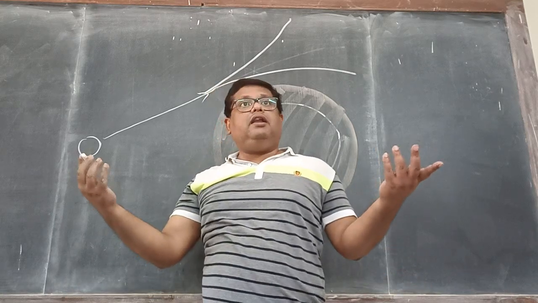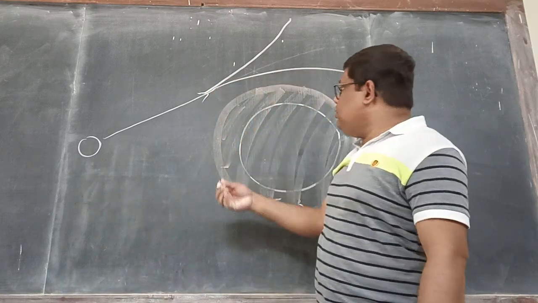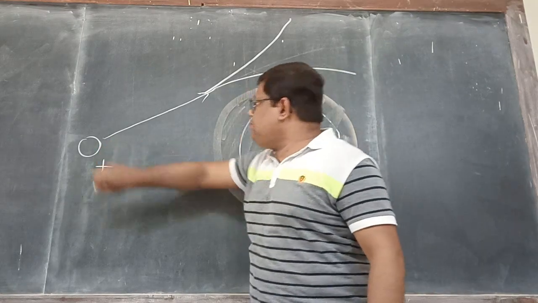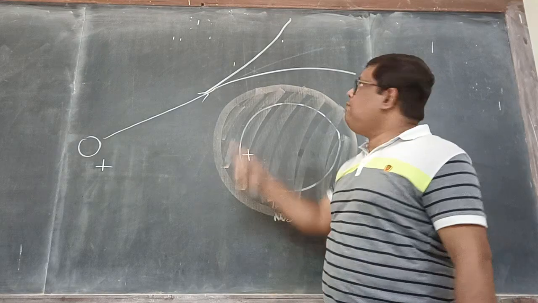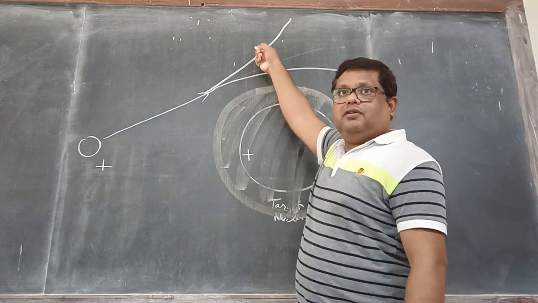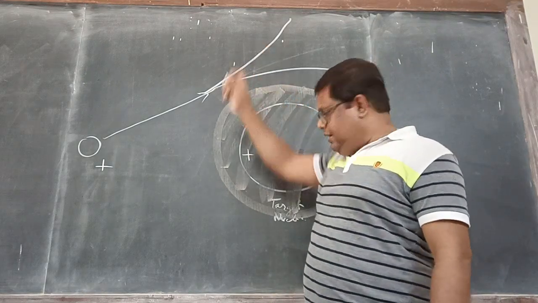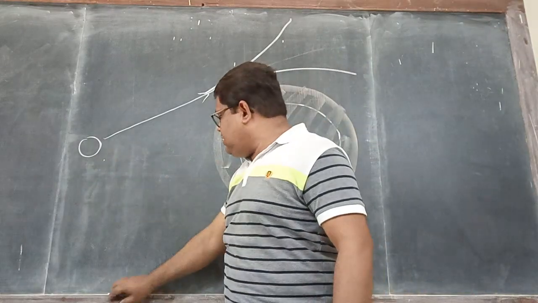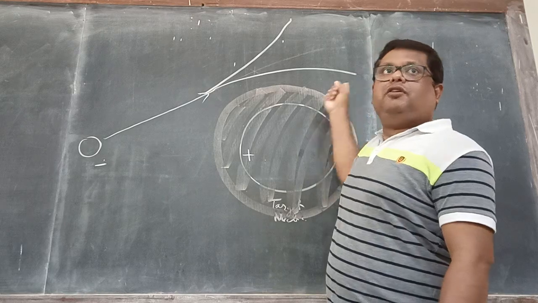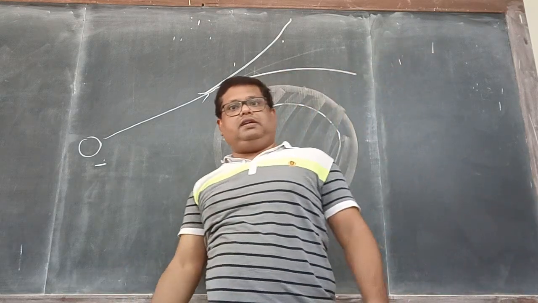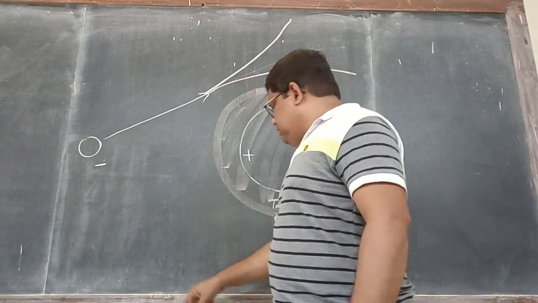See why? Electromagnetic interaction. Suppose this has positive charge and this has positive charge, then it will go like this, because of repulsion. And suppose this is negative charge, then it will go in this path, because of attraction. Very basic idea.